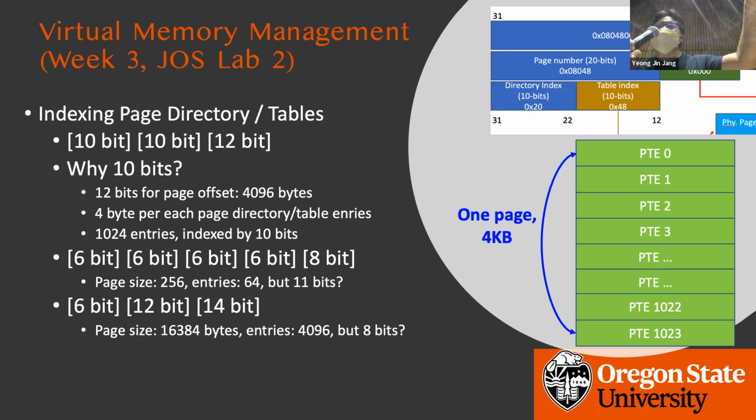In a 32-bit CPU, 4-byte pointers are used, so all the entries are 4 bytes. And then we have 1024 entries, which is why we can index those in 10 bits.